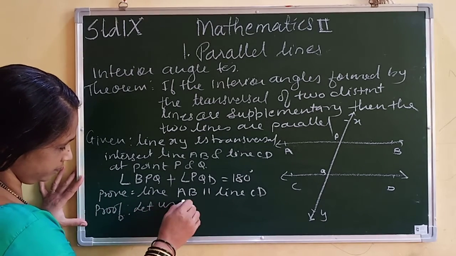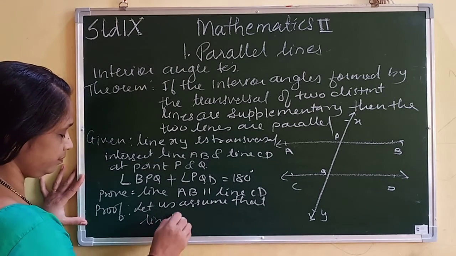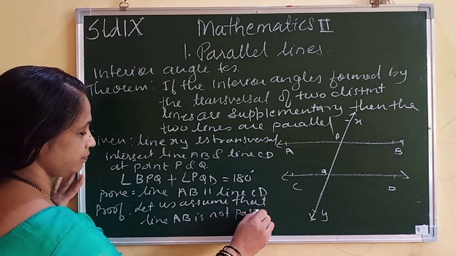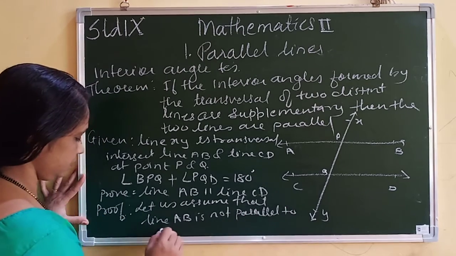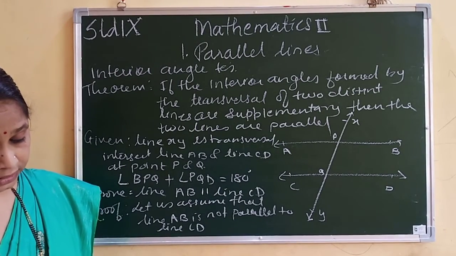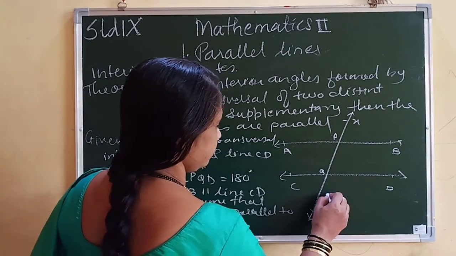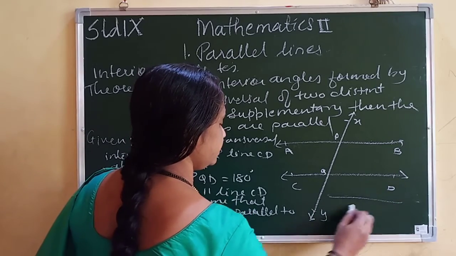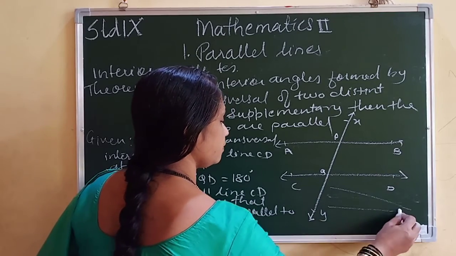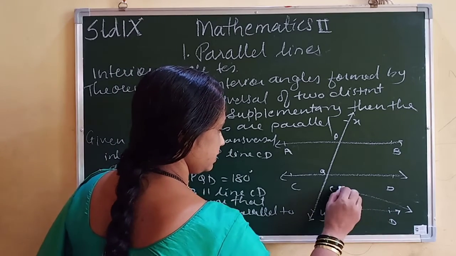Let us assume that line AB is not parallel to line CD. If line AB is not parallel to line CD, they will intersect each other. Now suppose these two lines are not parallel, then the figure formed will be what? This AB, this CD.